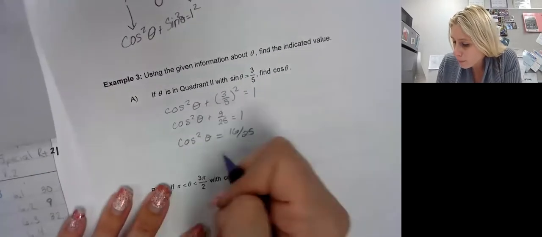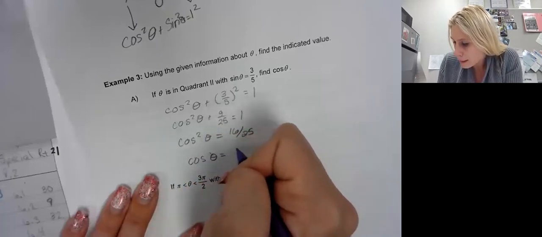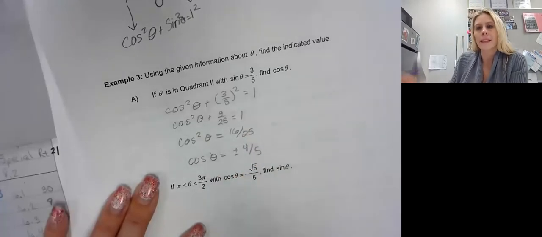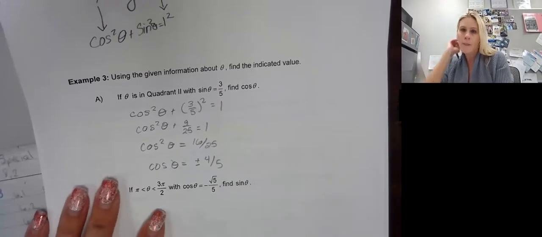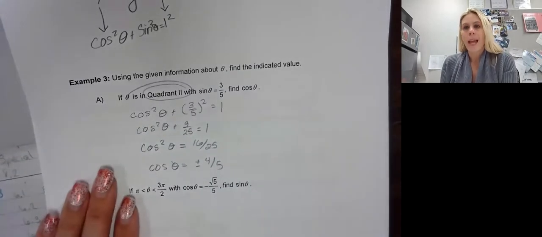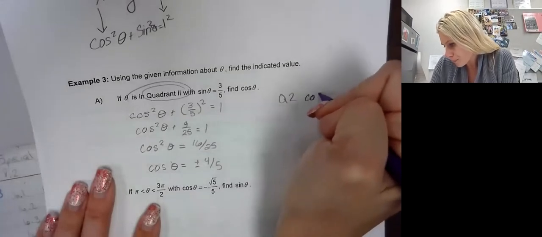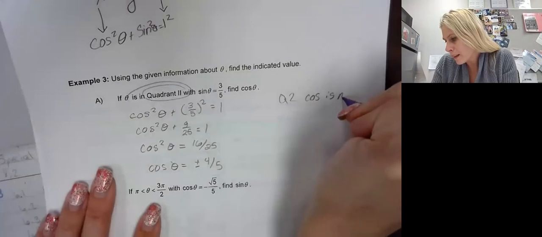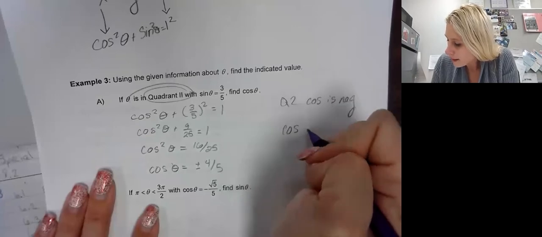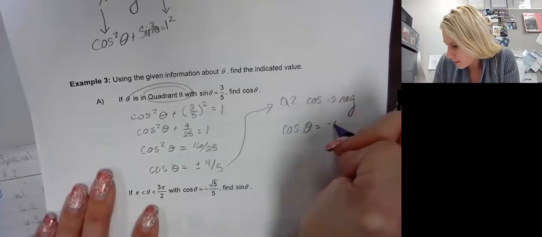What I want you guys to keep in mind is when we have our cosine theta on this side, now it's plus or minus 4/5. Because the square root of 16 is 4, the square root of 25 is 5. But it's not both answers because we're told that it is in the second quadrant. And in the second quadrant, so Q2, cosine is negative. So this means that cosine theta equals negative 4/5.